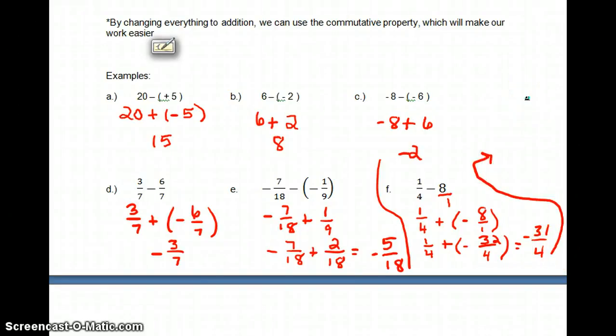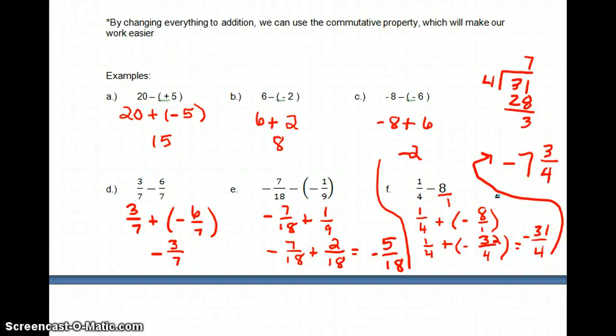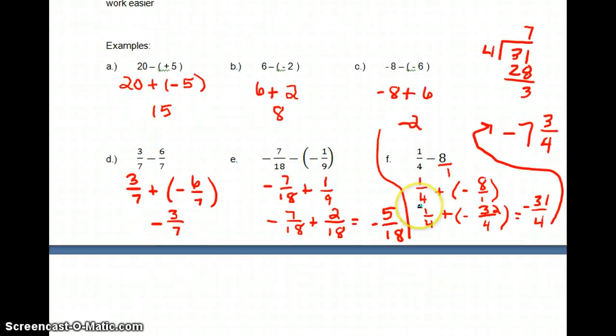So you have to think about how many times 4 will go into 31. If you need to, set up that little division problem, and it will go in 7 times with a 28. 31 take away 28 is 3. So our final answer would be negative 7 and 3/4. Don't forget your original fraction was negative. And that is subtraction of integers in a nutshell, guys.